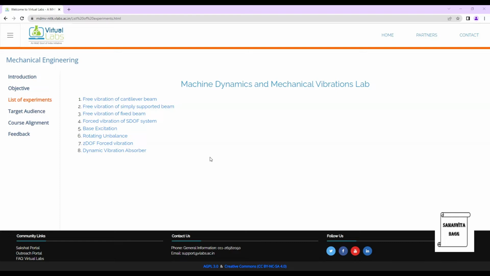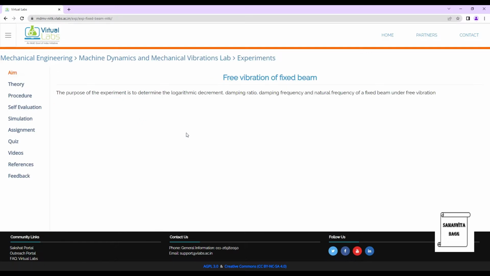Welcome to the next session on virtual labs. In this session, we are taking up the third experiment of machine dynamics and mechanical vibration lab. The title of the experiment is Free Vibration of Fixed Beam. We'll first check out the aim.